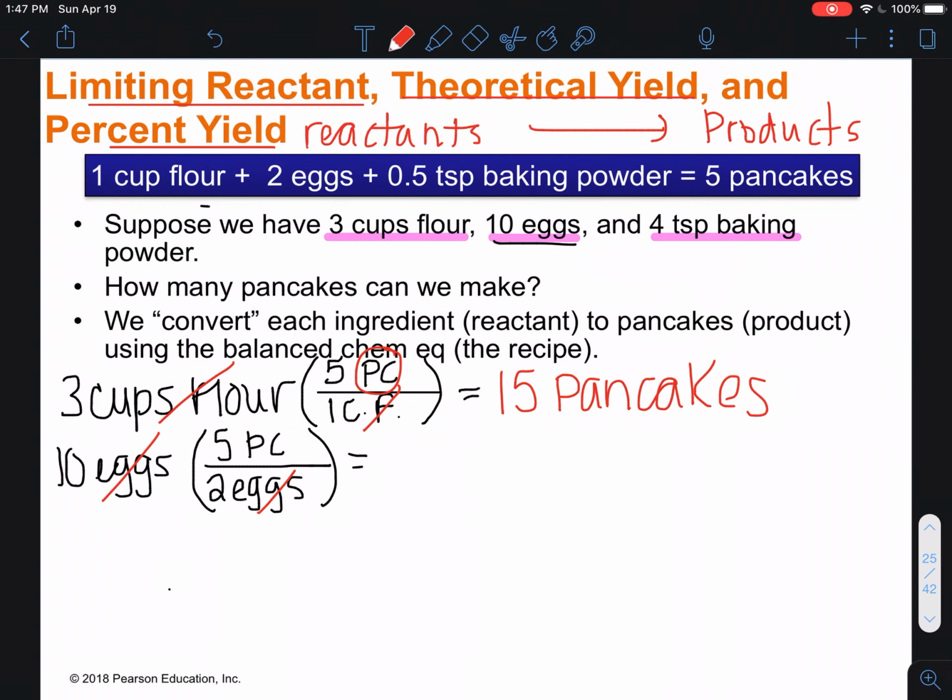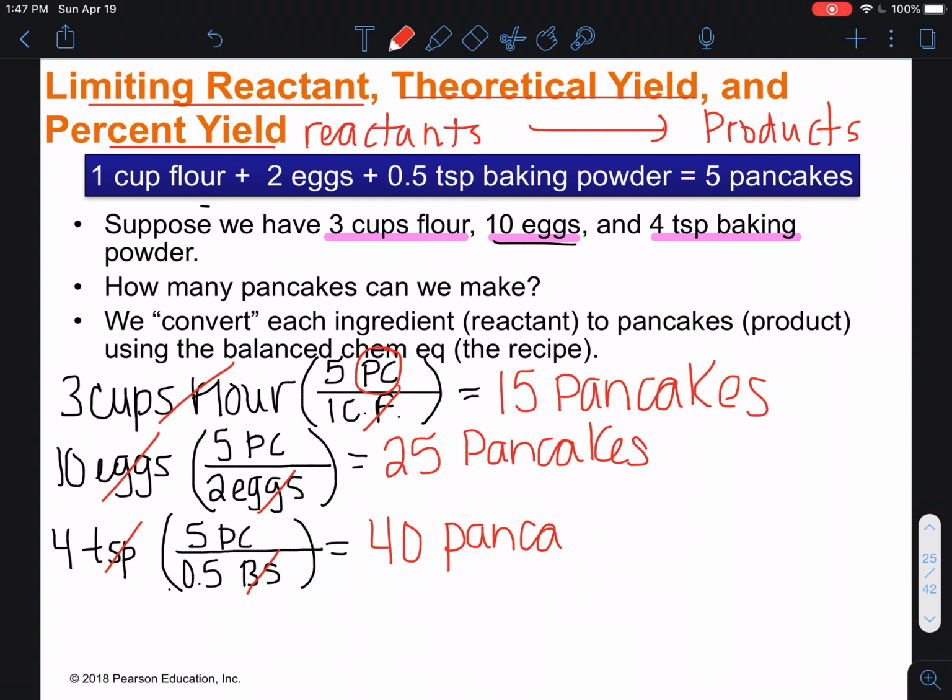Now we're going to do the baking soda. So for 4 teaspoons of baking soda, that's how much we have to work with. We convert baking soda to products using the balanced chemical reaction, where the coefficients are 0.5 baking soda, BS, and gives us 5 pancakes, PC. Units cancel, the answer is left in pancakes, which is what we want. And that's going to give us 40 pancakes.